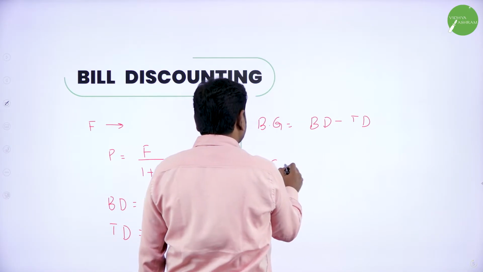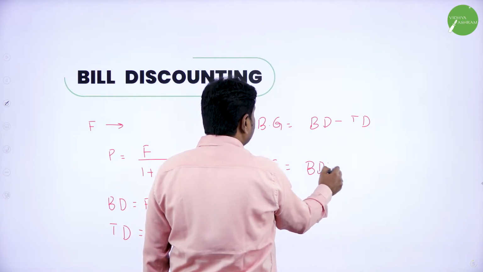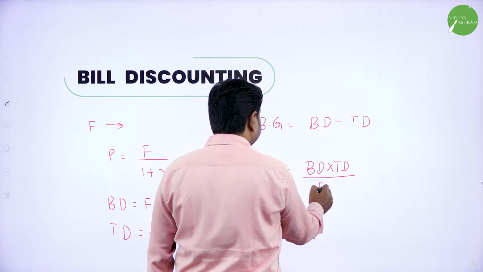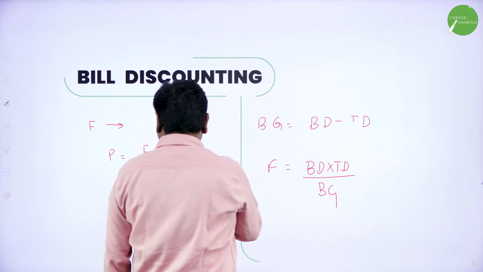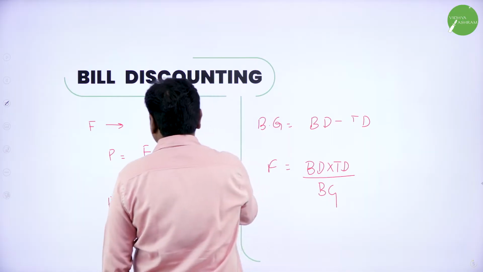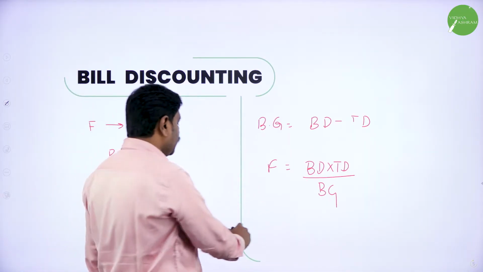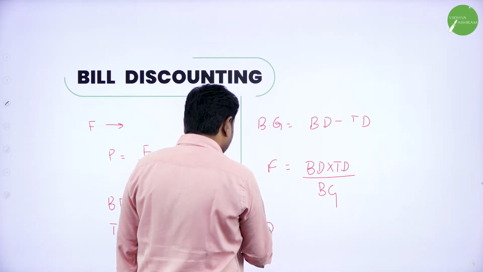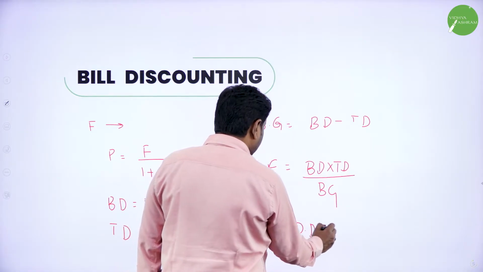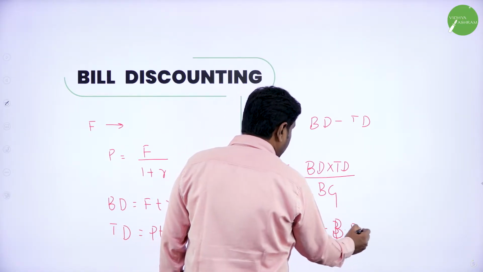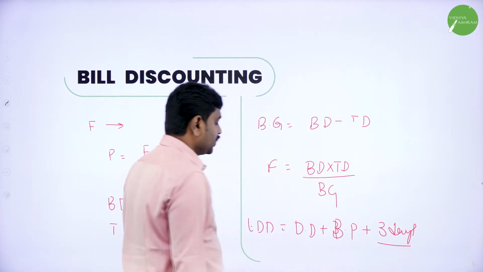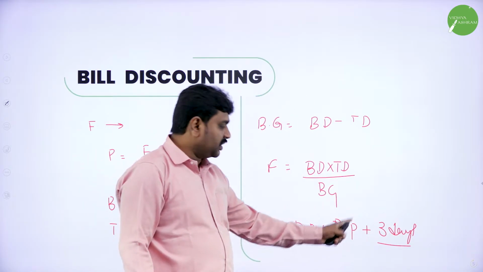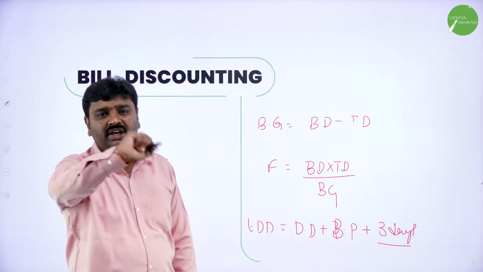And face value can also be calculated as BD into TD divided by BG. This is also a formula. So BD, TD, BG, F, these are the formulas you should be thorough with. And legally due date, how to calculate legally due date? First you take drawn date, for that add bill period plus 3 extra grace days. Drawn date plus period of the bill plus 3 days, that gives you legally due date.